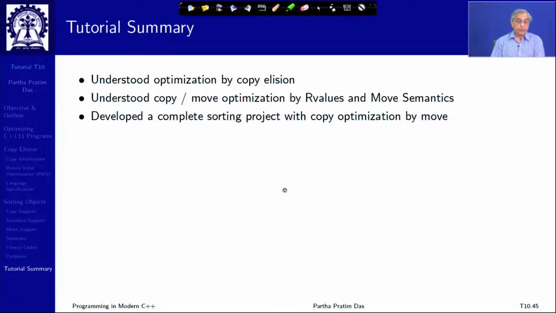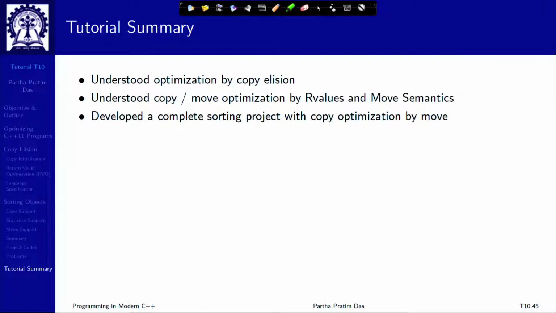So, in this tutorial we have tried to explain the optimization by copy elision, and we have understood the copy and move optimization by Rvalue and Move Semantics through a small example with a complete project. Thank you very much. I hope this will be useful for you in understanding the Rvalue and Move Semantics and one of their use in this context.